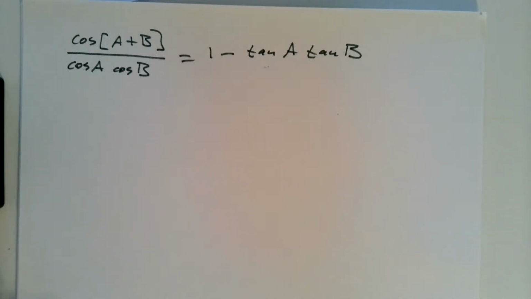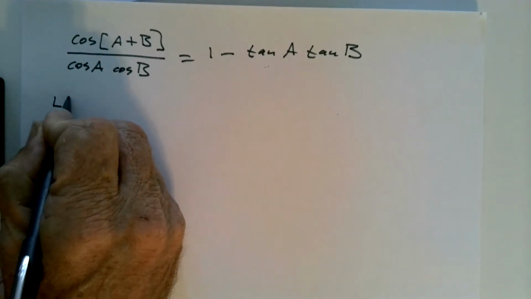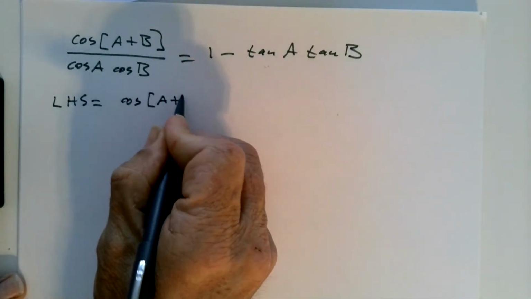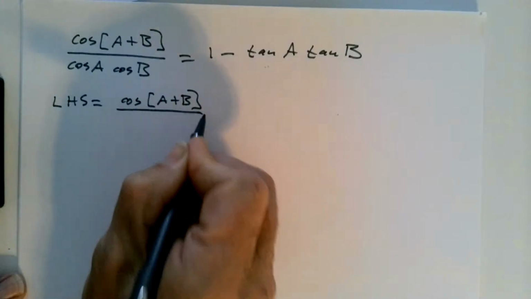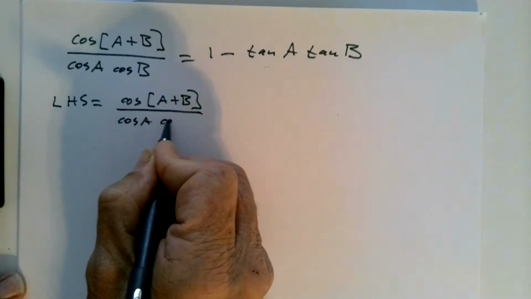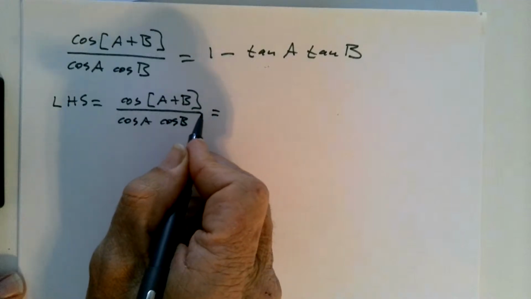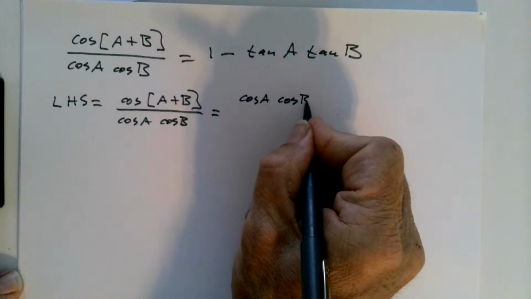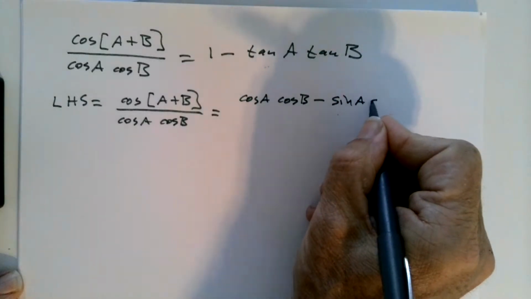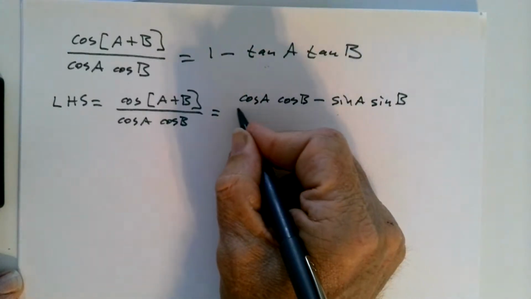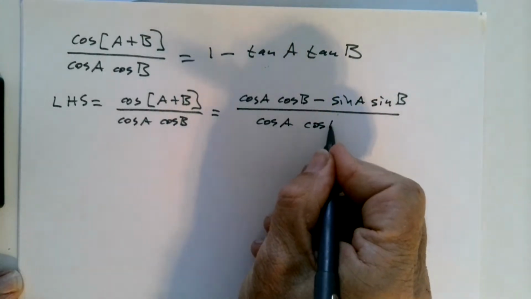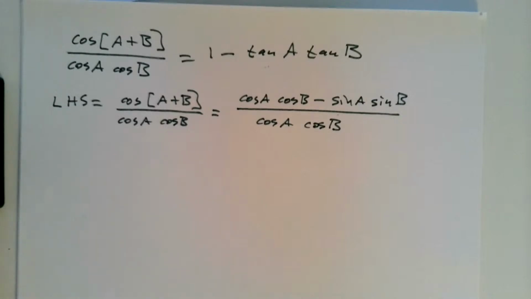Well, hopefully you've had a chance to work on it. Let me jump in. Start left-hand side equals cosine A plus B over cos A cos B. Cos A plus B, cos cos minus sine sine. Cos A cos B minus sine A sine B, all over cos A cos B. So I have a situation again where I have a common denominator, so I'm going to break up the numerator each over the denominator.